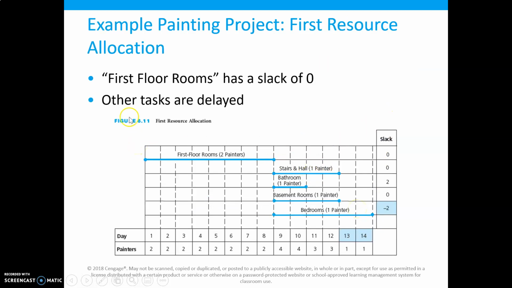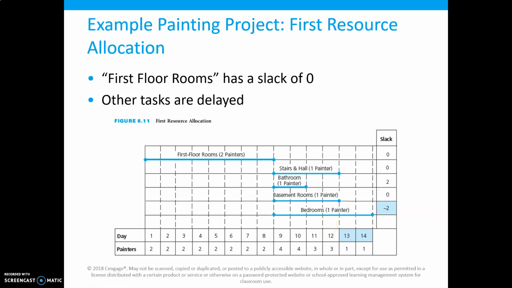In this situation, we know that the first floor rooms has a slack of 0, so we have to delay all the other tasks because the first floor rooms require 2 painters. So we move everything else over. When we move everything else over, we end up having negative slack on the bedrooms, meaning that we have to add some days at the end in order to get everything done with just our 2 painters.